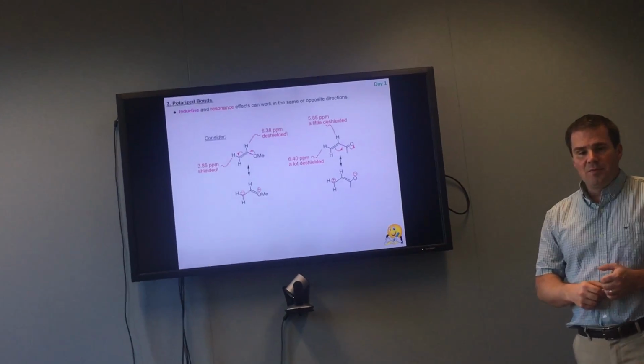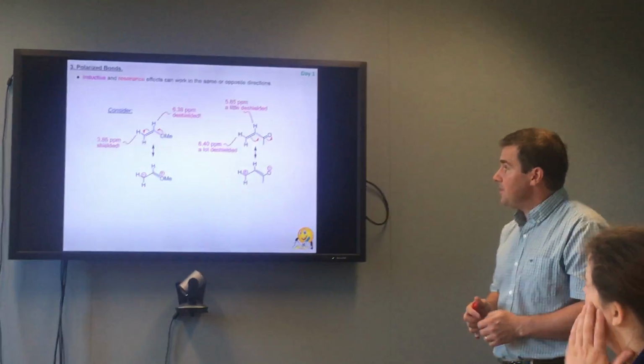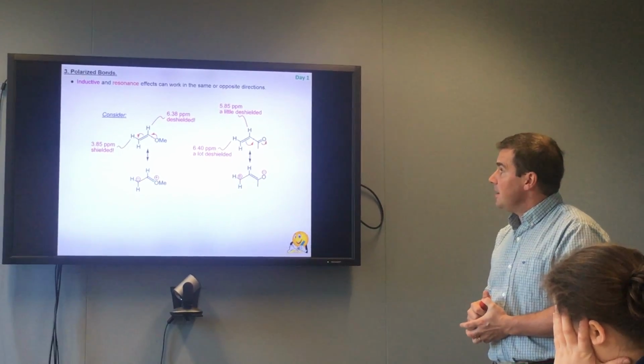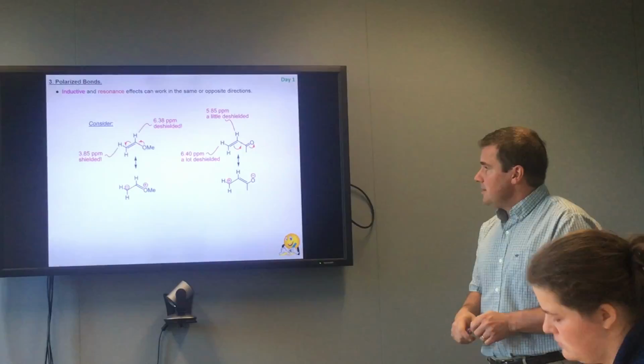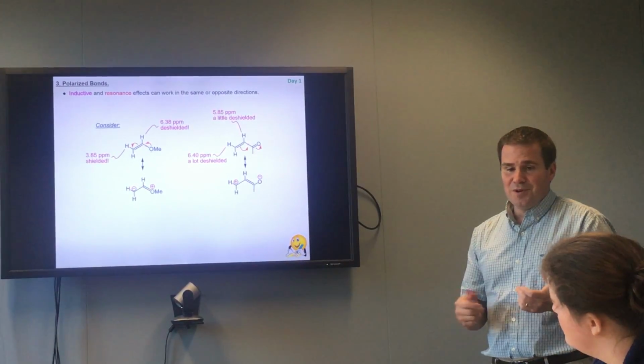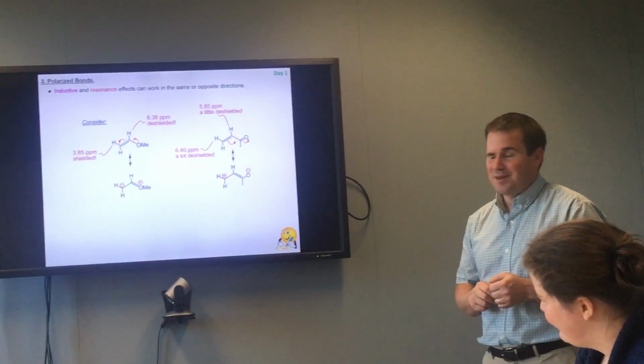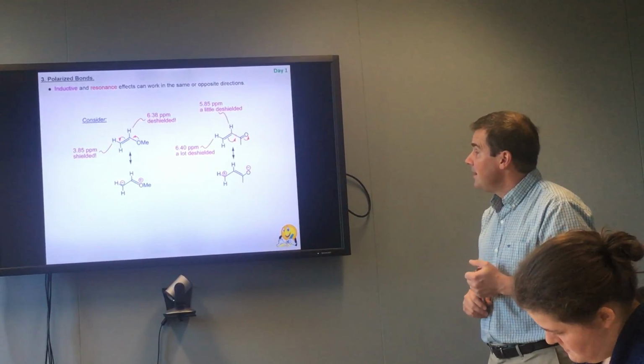Let me just give you a flavor of what you're going to see when we get into the additivity tables by telling you a little bit about polarized bonds. I really like these examples because we do a lot of vinyl ether chemistry in my program, so I always find this really fun.